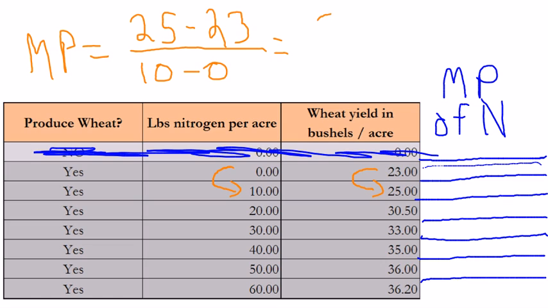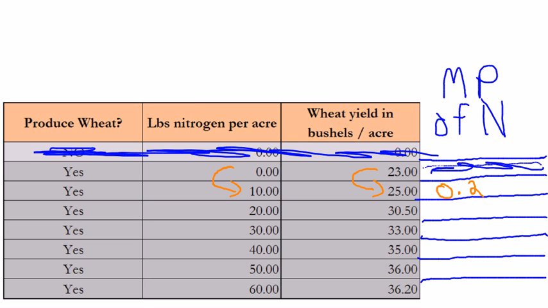You're going to get 2 divided by 10. And so I'll put 0.2 as the marginal product for going from 0 to 10 pounds of nitrogen. What that means is that over that range from 0 to 10 pounds of nitrogen, we tend to get 0.2 more bushels per acre for every additional pound of nitrogen we apply.